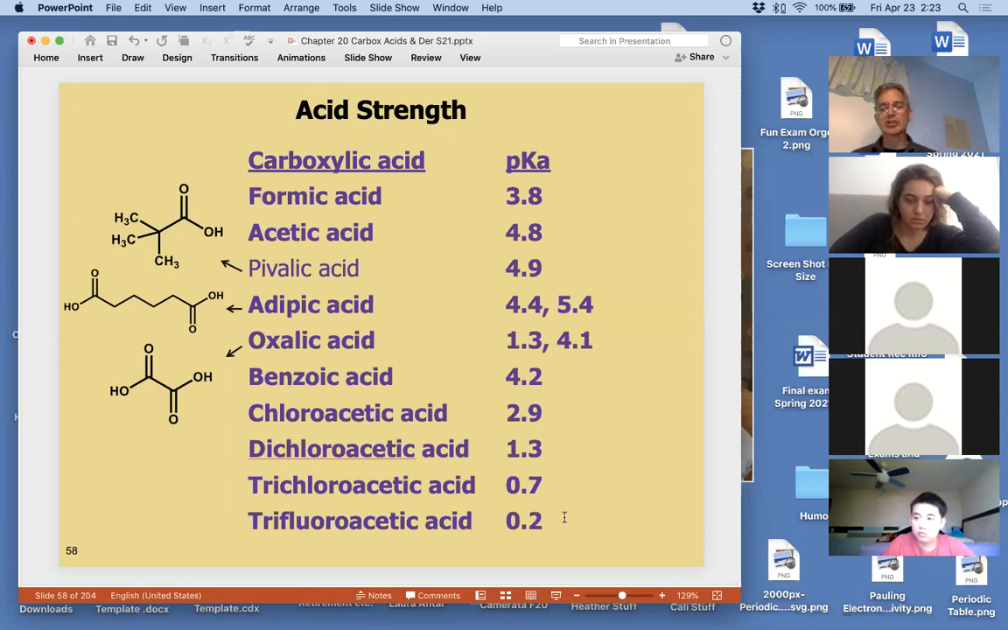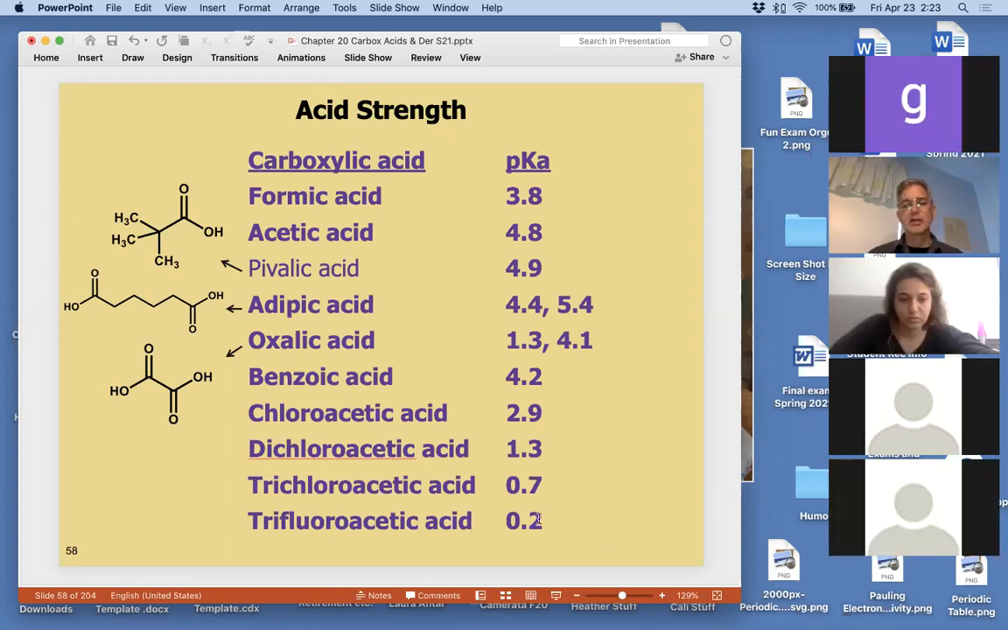Trifluoroacetic acid has special importance in HPLC, high pressure liquid chromatography. It's a very common additive to the solvents. It's also used very commonly as a reagent.